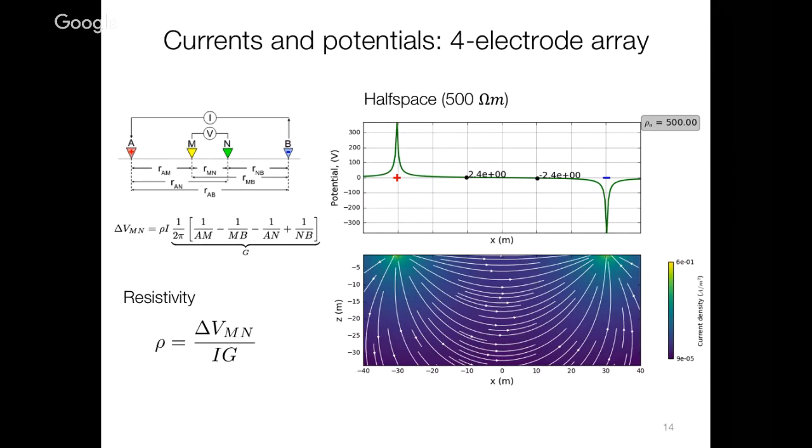Like the true scenario, because we always have to somehow have 4 electrodes. Now let's suppose that, now I'm going to put in a little bit of a conductive layer. Put in a conductive layer. What's going to happen to these currents?